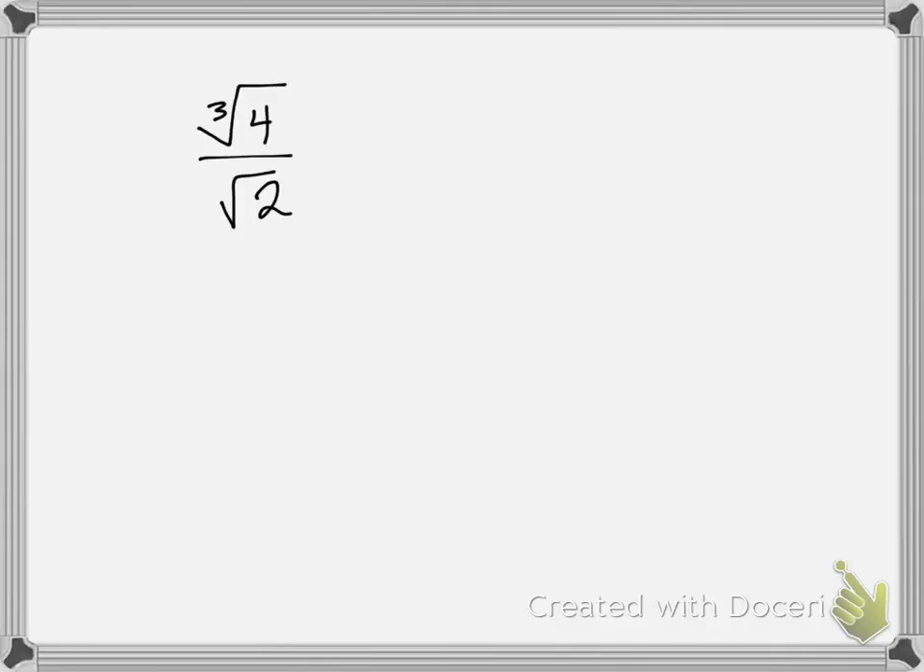To simplify this expression, the first thing I notice is that the index is different for the numerator and denominator. The index is a 3 for the numerator, and every square root has an index of 2. So what we're going to do instead is convert each of these to fractional exponent form.